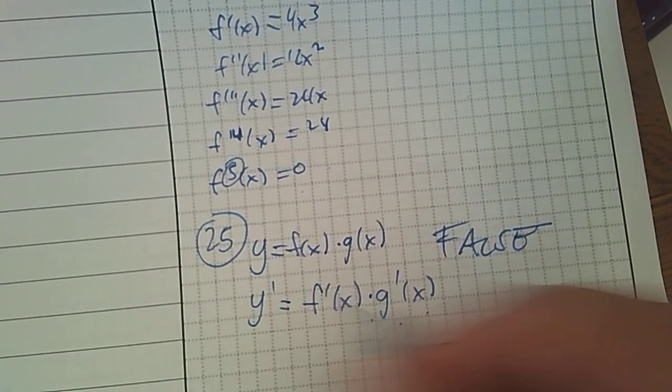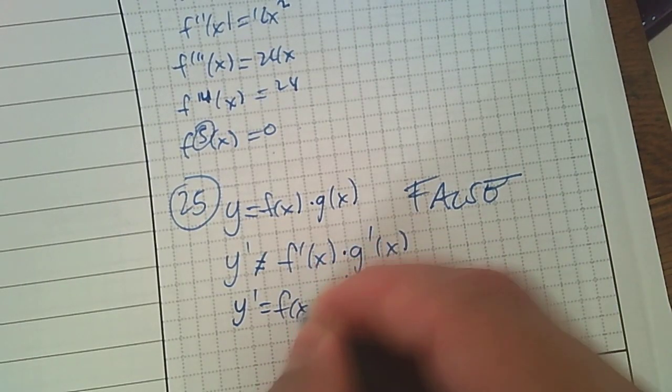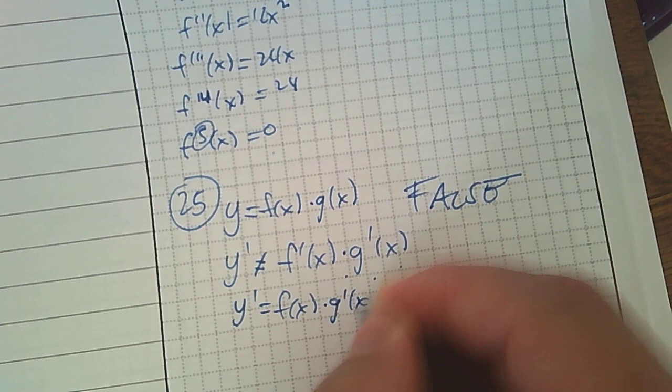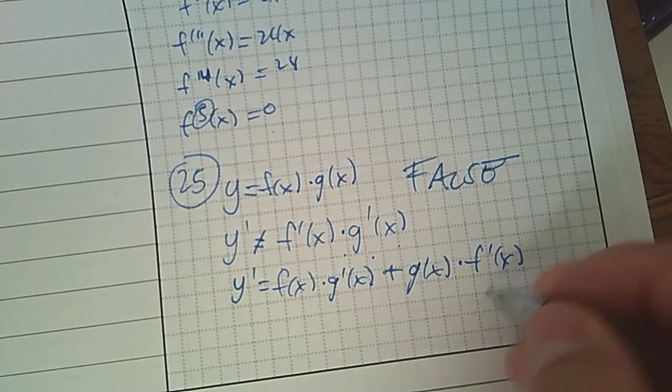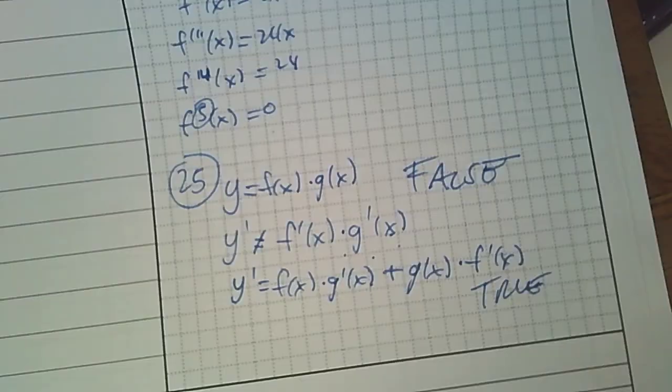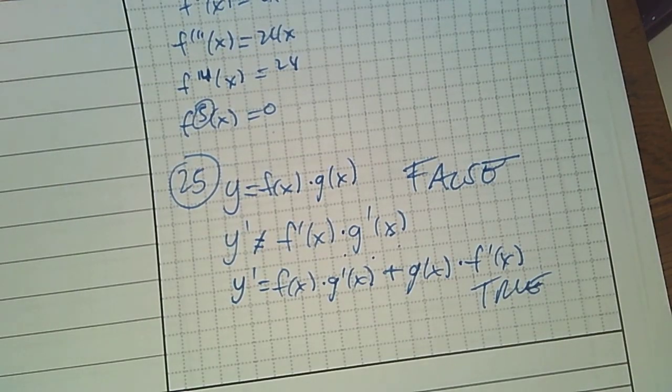What is the correct way? So that's wrong. The correct way to do it would have been the first times the derivative of the second plus the second times the derivative of the first. That is correct. This is true. That's false. 26. 4 more to go.